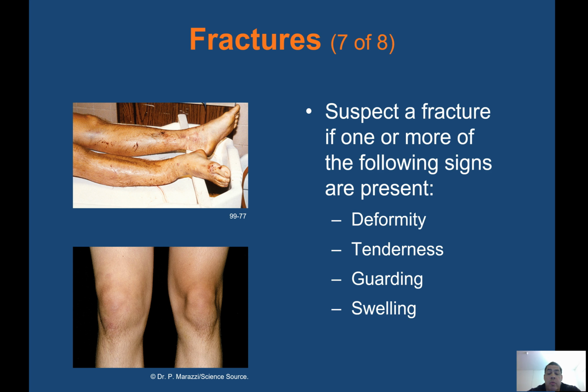Suspect a fracture if one or more of the following signs are present: deformity, tenderness, guarding, swelling. So that looks like a possible tib-fib fracture. It's a deformity. Or it could also be a possible dislocation of the ankle. You're just going to relay to the hospital that there's positive deformity. You're not going to call that a fracture because you don't have any confirmation of it when you're doing your PCR. Just visible deformity, and then put possible tib-fib fracture, possible ankle fracture.